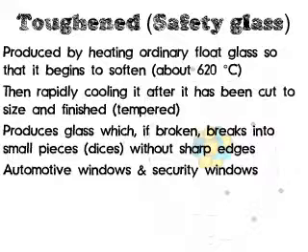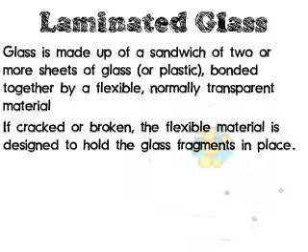This is used in automotive windows and security windows. Laminated glass is made up of a sandwich of two or more sheets of glass or plastic bonded together by a flexible, normally transparent material. If the glass is cracked or broken, the flexible material is designed to hold the glass fragments in place.